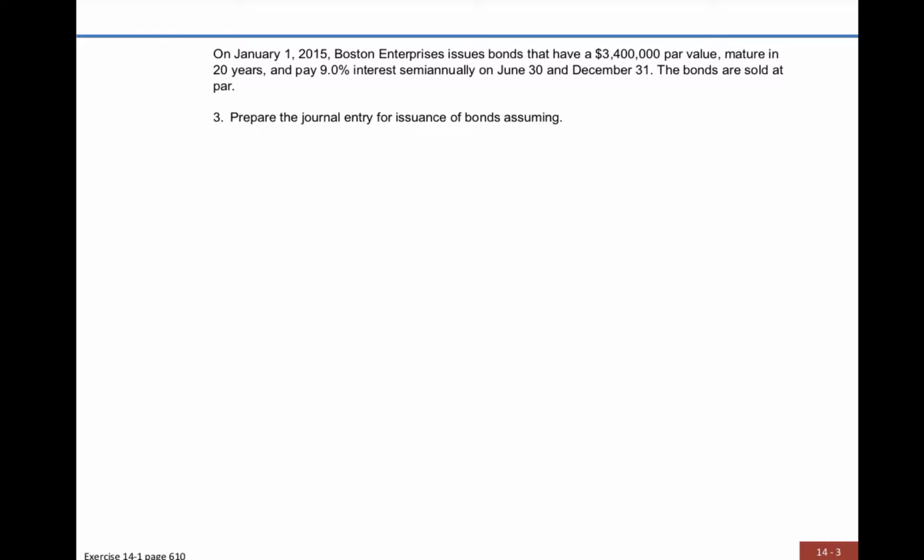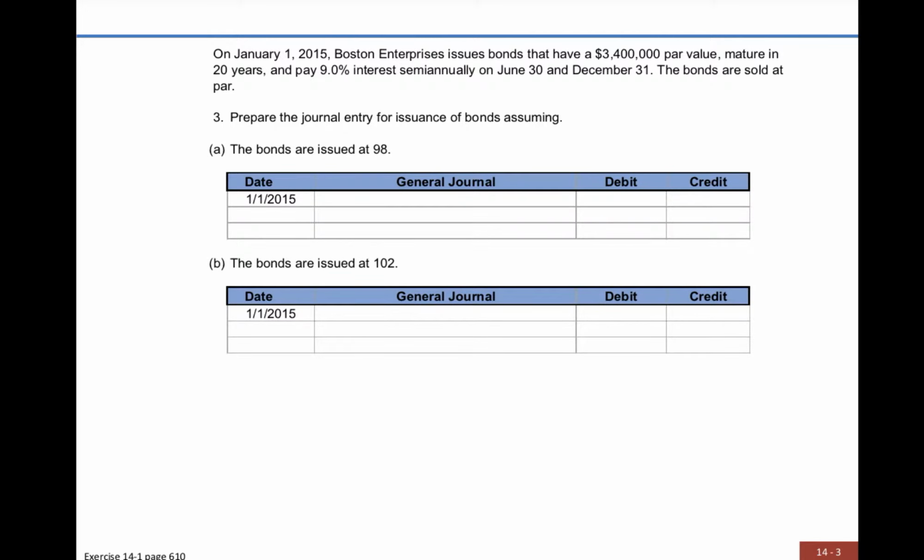Alright, on January 1st, okay, this is part 3 here. Prepare the journal entry for the issuance of the bonds, assuming the bonds are issued at 98% and the bonds are issued at 102. So issue at a discount versus issued at a premium. So if they're issued at a discount, that means we're only getting 98% of the cash. So just 98% times the cash. And then we still will owe the full $3.4 million at the end, so our bonds payable will stay the same. And the difference between the two will be the discount on bonds payable, as you see right there.